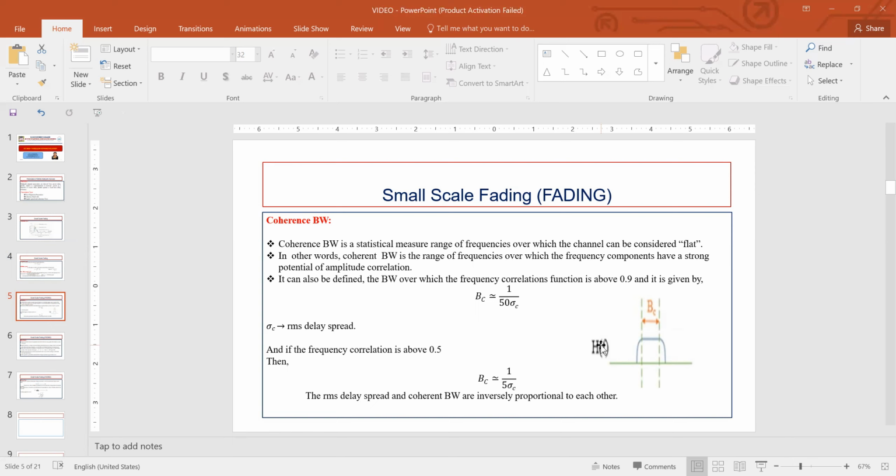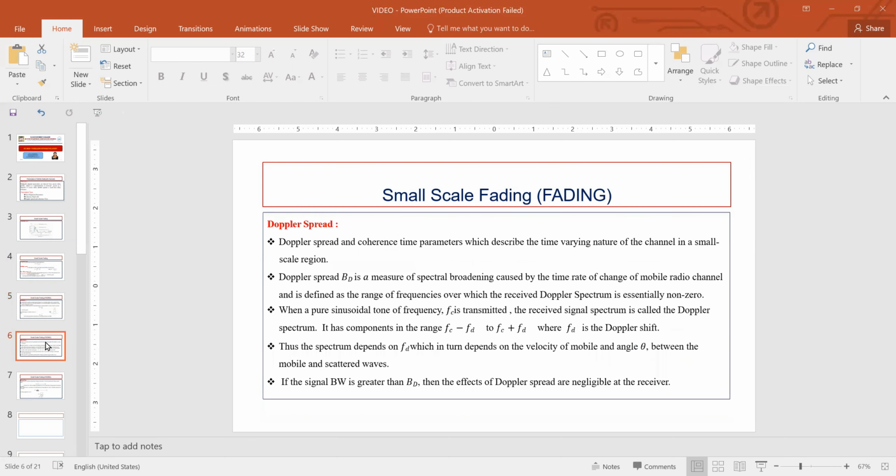But even though it is inversely proportional, it depends on the correlation level. So if the frequency correlation is above 0.9, it should be equal to 1 by 50 sigma tau. And if the correlation is above 0.5, then it should be 1 by 5 sigma tau. And the next parameter is Doppler spread.